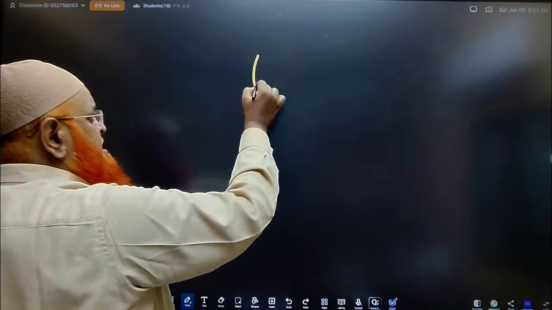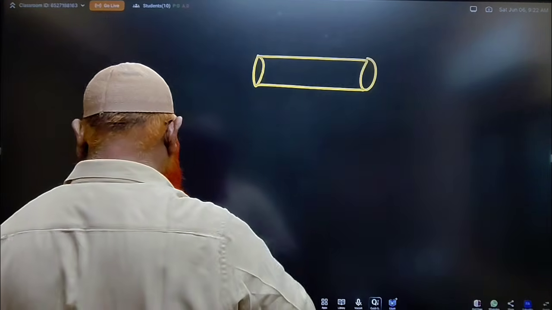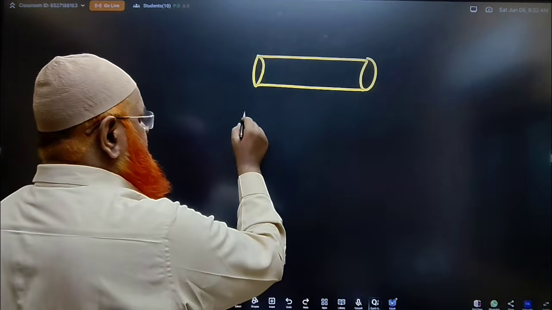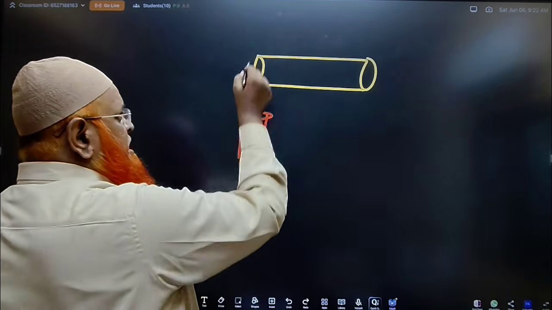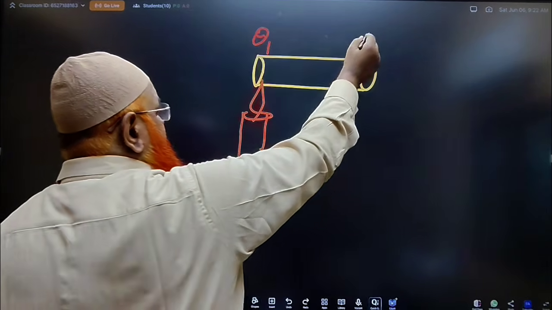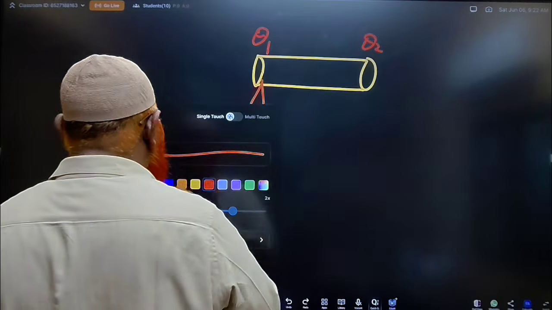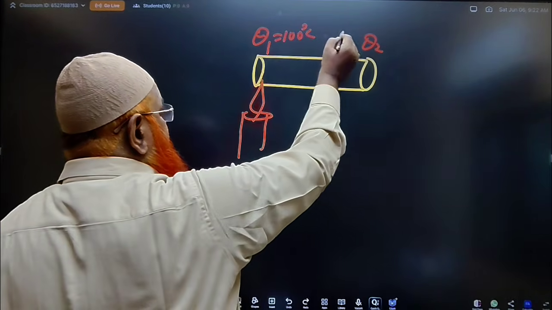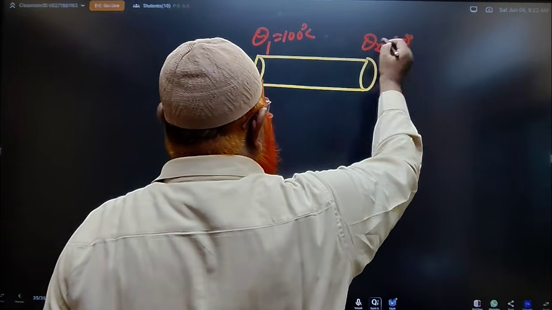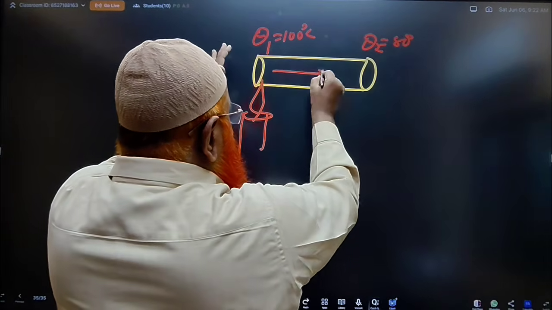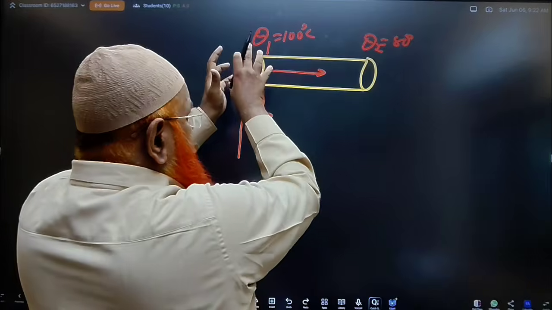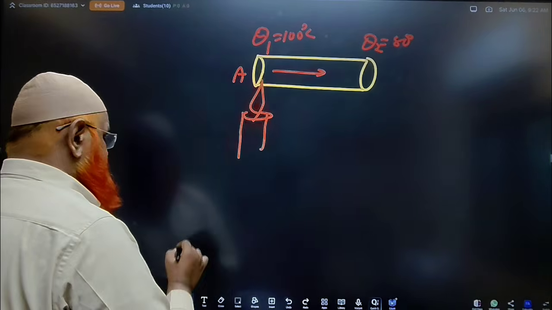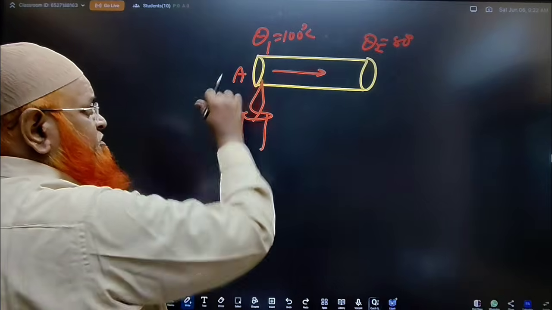Thermal conductivity. You take a rod and heat the rod from below. Here the temperature is θ1, here the temperature is θ2. Temperature is maximum where you are heating. For example, here it is 100 degrees Celsius, here it will be 80 degrees Celsius. Heat is transferred from higher temperatures to lower temperatures. This is going to be the area of cross section.